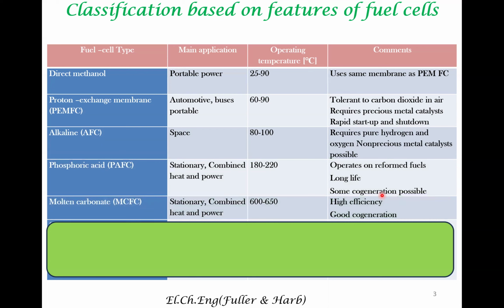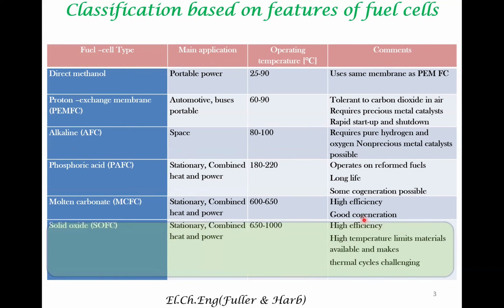You have molten carbonate fuel cell that operates at much higher temperature. Again, for stationary power sources, it has been explored as an option of high efficiency and good cogeneration. Cogeneration has been most extensively demonstrated in solid oxide fuel cell. Here you look at the operational temperature. This is one of the significant challenges.